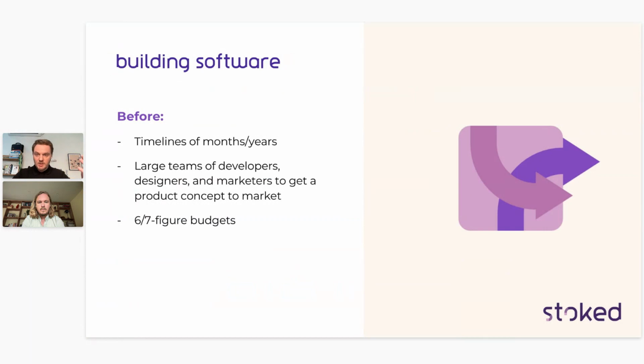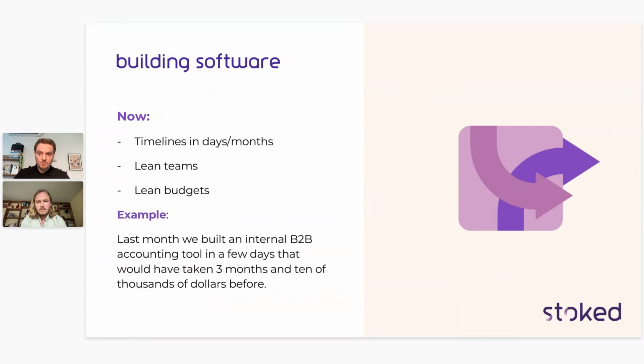Before, we'd be thinking in timelines of months, years, large teams of developers, designers, marketers, just to bring a concept to market. And obviously that would be 6 or 7 figure budgets minimum. Now we're in a world where timelines are in days and months. You can have very lean teams, you can have lean budgets. As an example, last month we built an internal accounting tool to help with our accounting process. That took us a few days. Before that would have taken minimum 3 months, tens of thousands of dollars in cost just in the time it took to plan it and to build it.